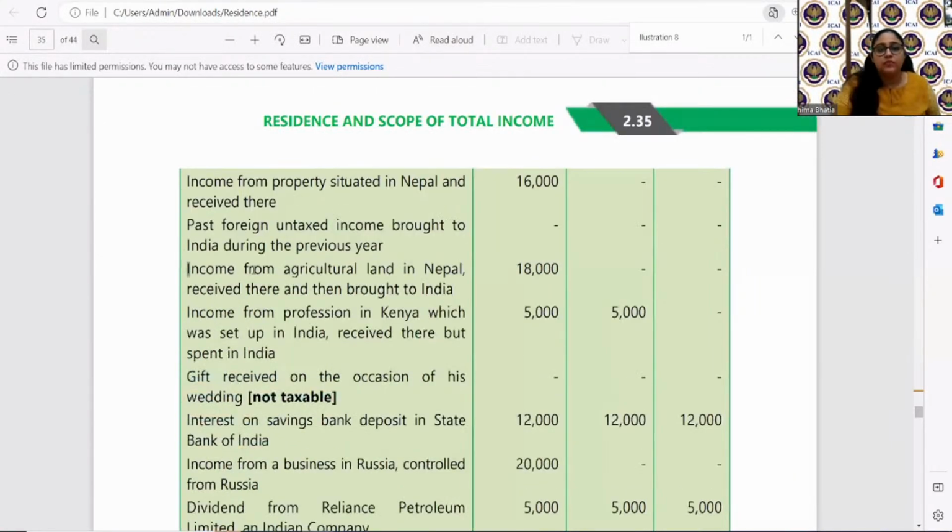Anesh, this is for you. Income from agricultural land in Nepal, received there and then brought to India. The land is where? Nepal. Accrued outside India, received outside India, only remitted back to India. Received and remittance, I told you in the first class itself, are different. It is neither received in India, nor accrued in India, nor controlled from India. It would not be taxed here in the RNOR or non-resident category. It will only be taxed as global income for a resident.